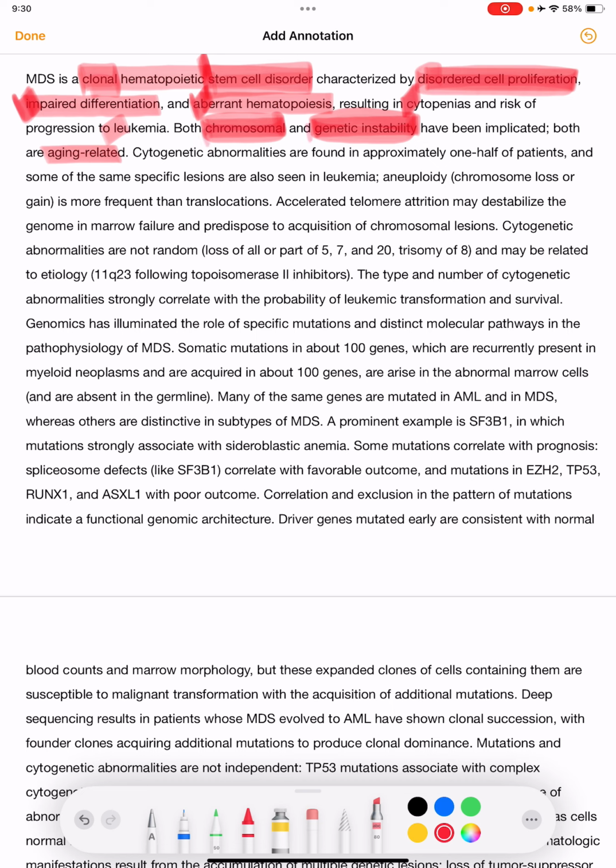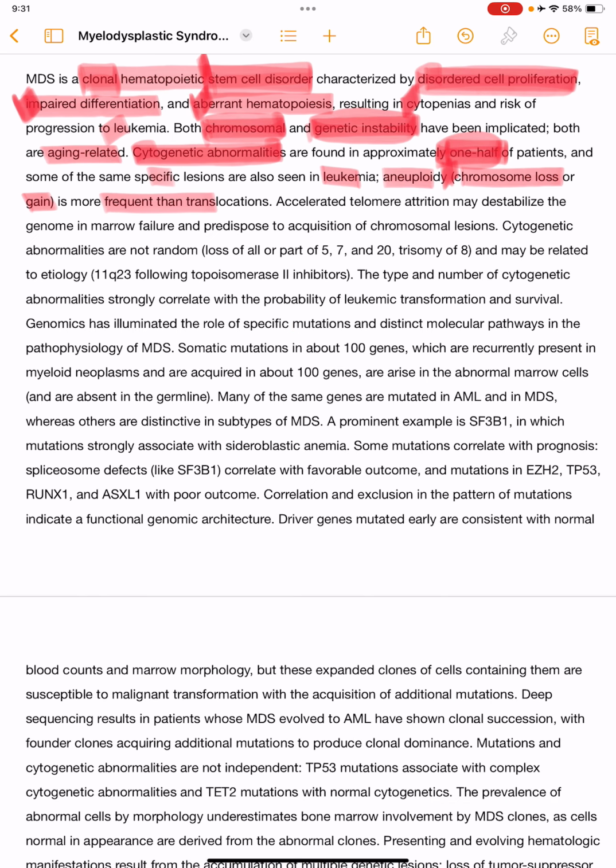Cytogenetic abnormalities are found in approximately half of patients, and some of the same specific lesions found in MDS are also seen in leukemia. Aneuploidy, that is chromosomal loss or gain, is more frequent than translocations.